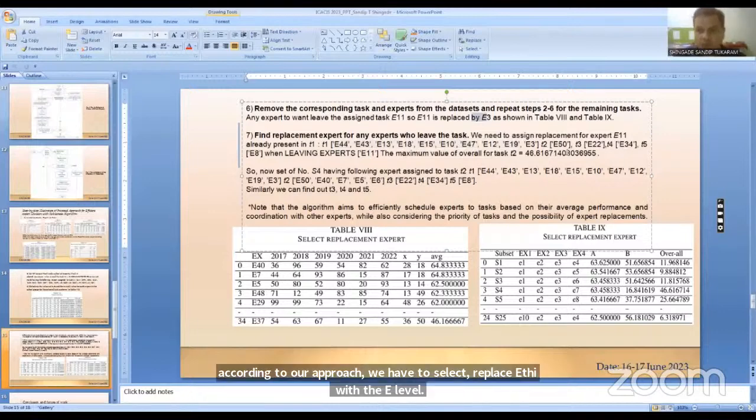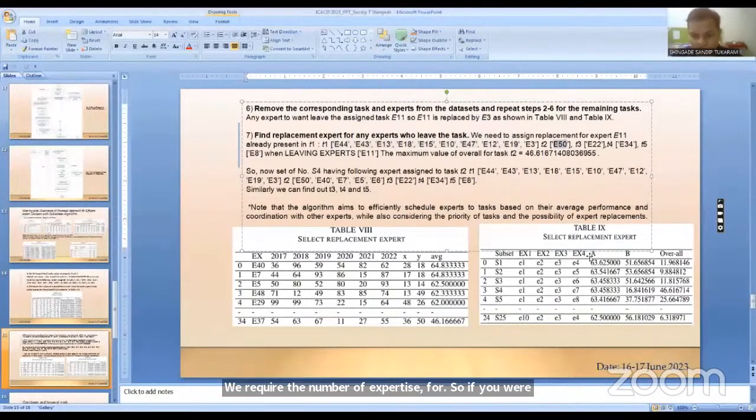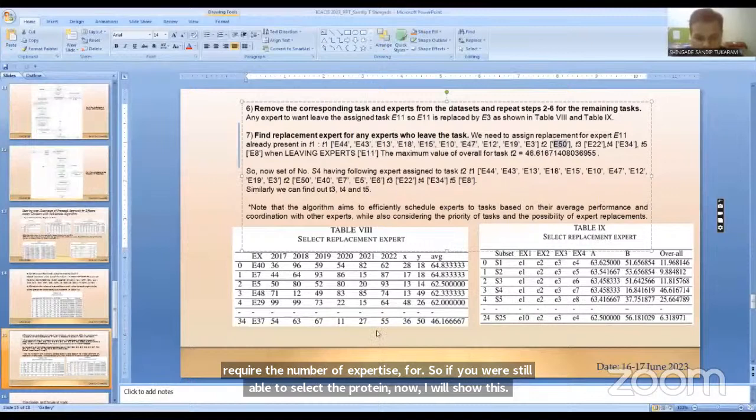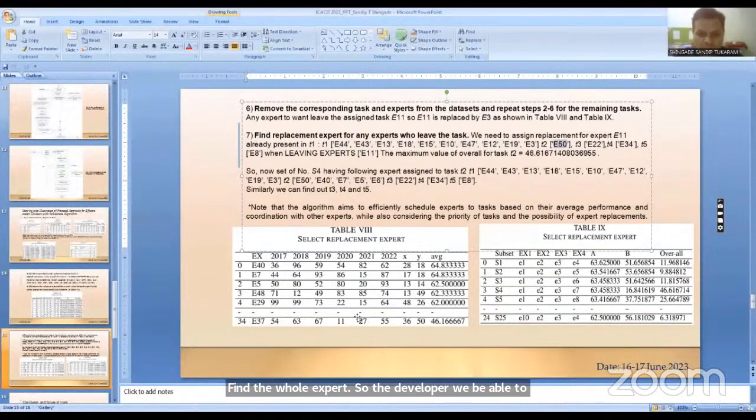Similarly, you go to task 2. Task 2 requires 4 experts. Previously we selected 5. Now our job is to find the 4 experts. So we have to discuss table V4. We have to find again all the experts, find the average of all of these, and find again the confusion matrix from all these 4 experts.